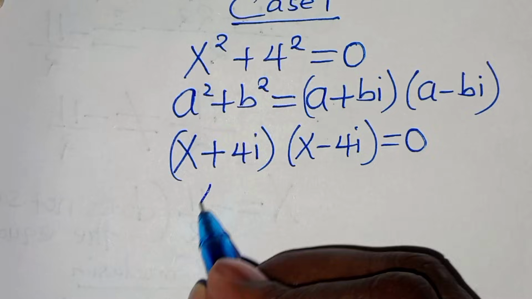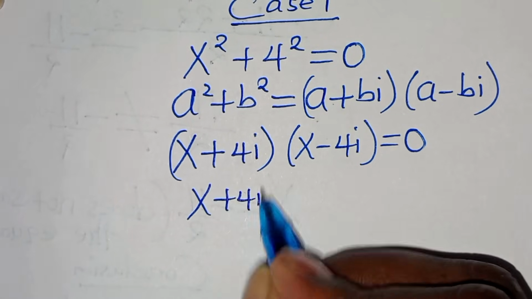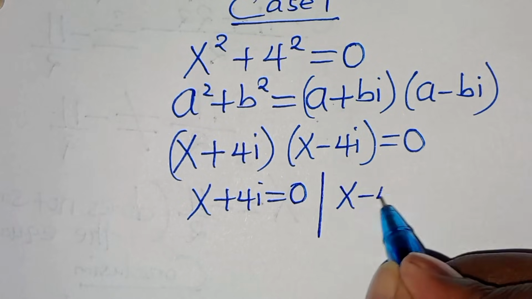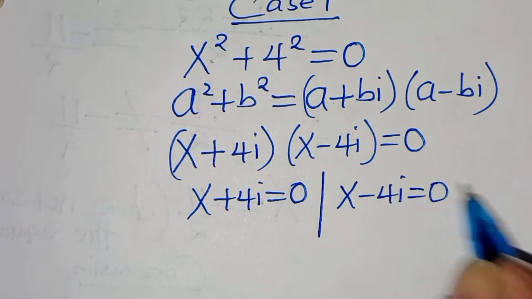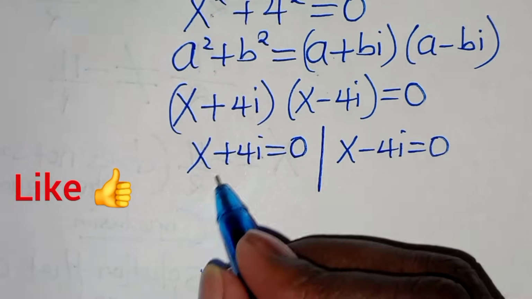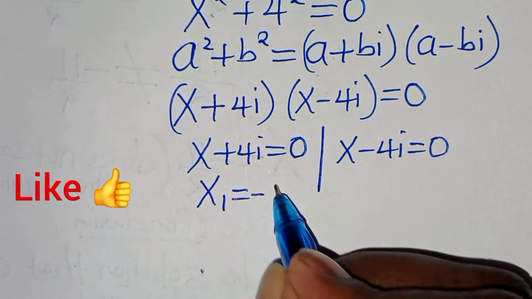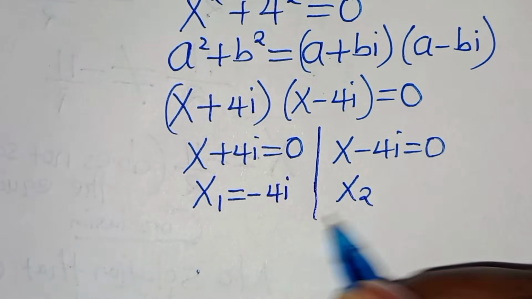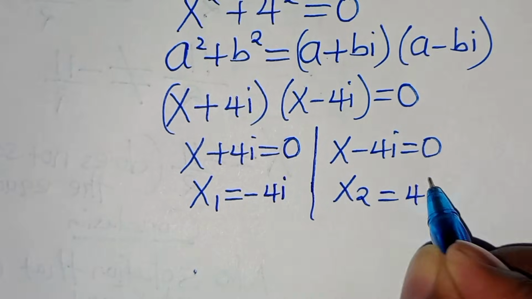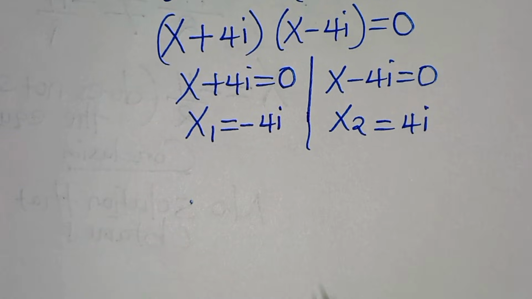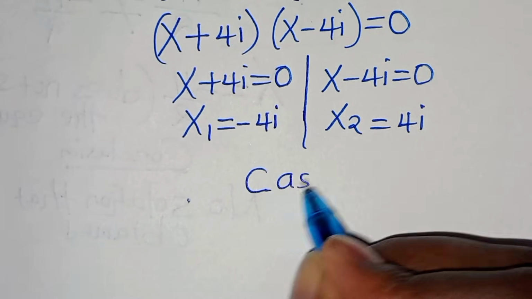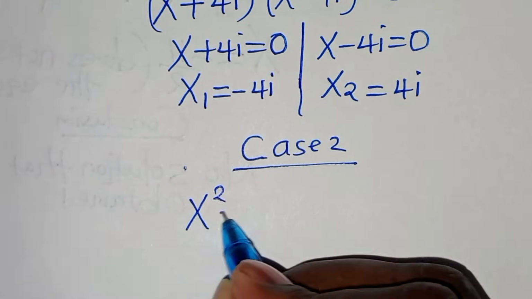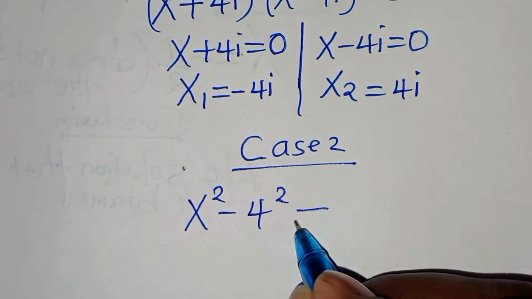So this means we have x plus 4i. This is equal to 0. And we have x minus 4i. This is equal to 0. So this means that x1 is equal to minus 4i. And x2 here, this is equal to 4i. Let's proceed to case 2. Which is x to the power of 2 minus 4 to the power of 2. This is equal to 0.